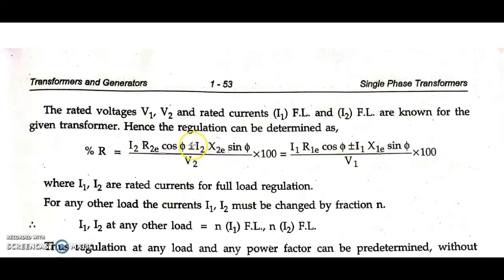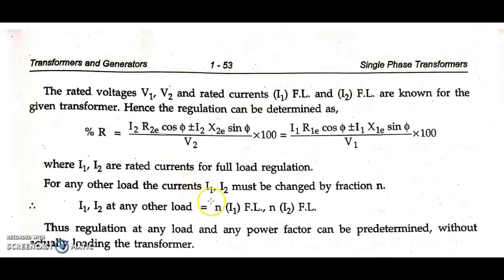Again, the plus sign is for lagging and the minus sign is for leading. To an extent I have already taught how to calculate all these values. And again, this regulation formula which you are seeing over here is at full load, either on the secondary or primary side.